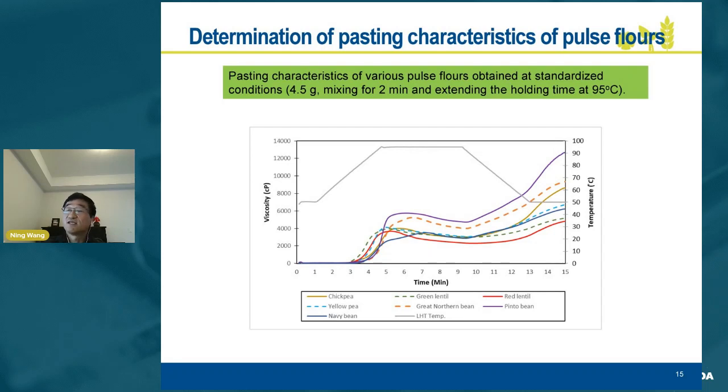This shows all those different pulse flours, including peas, lentil, chickpeas, and beans, such as green, northern, pinto, and navy. Using the modified method, you can see that it can tell the difference in pasting characteristics for all those different pulse flours.